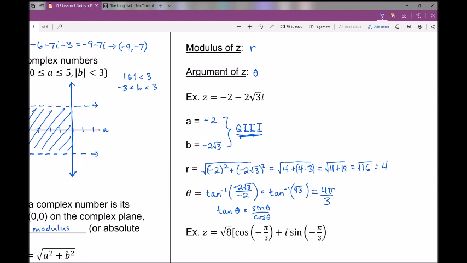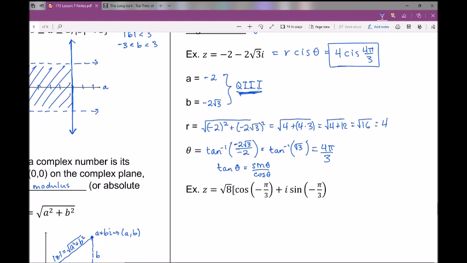So the only thing we have left to do is write out the full polar form of this number. So we have the radius. So remember, this is r cis theta. So we have 4 cis 4 pi over 3. So that is the polar form of this complex number.